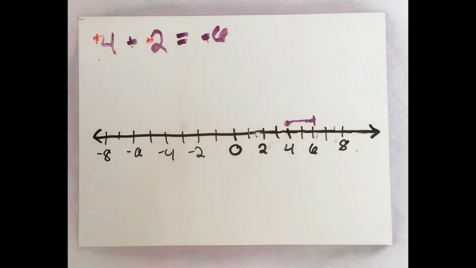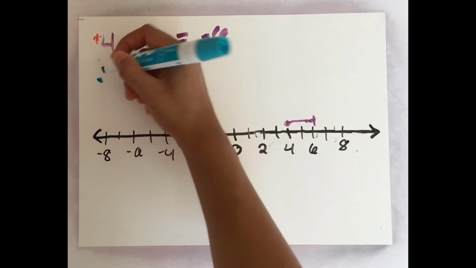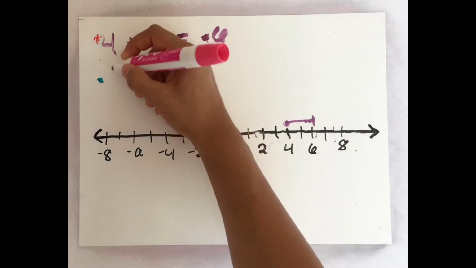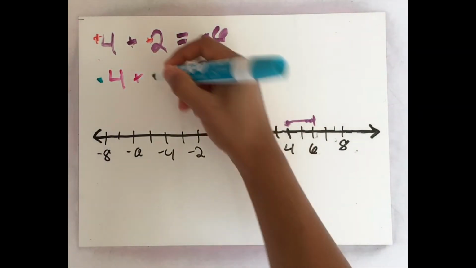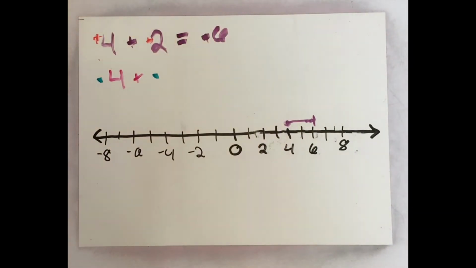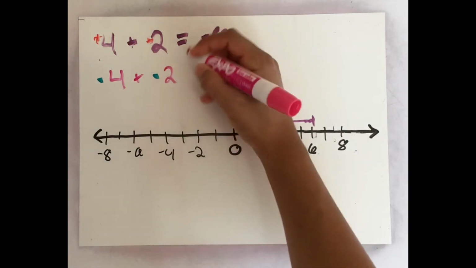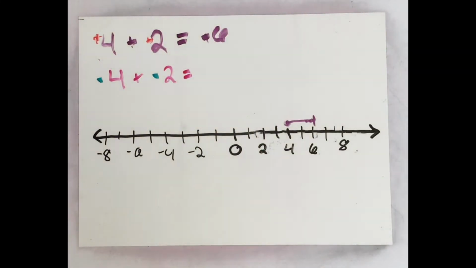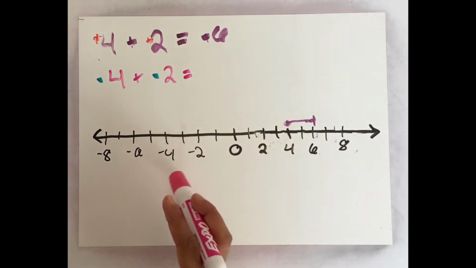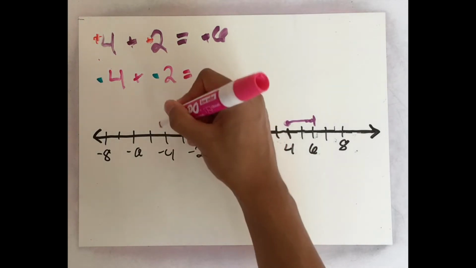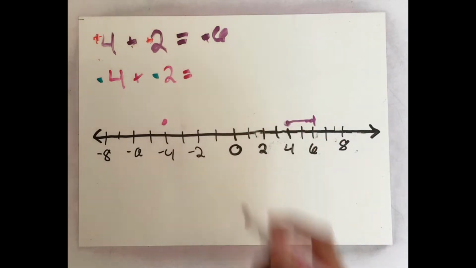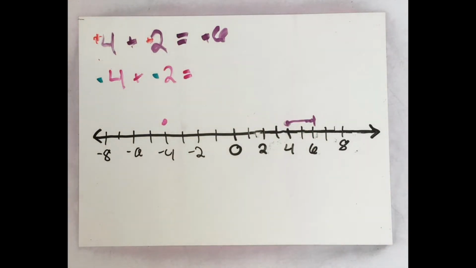How about if we were to do a similar thing, but with negative numbers? So we had -4 plus -2. What would that equal? Well, we're going to do the same thing, but we're going to do this more on the left-hand side of the number line where the negatives are. So we're going to start at -4. And we're going to add -2 to it.